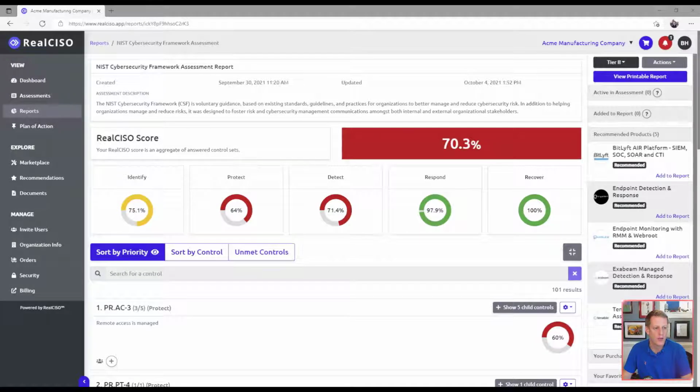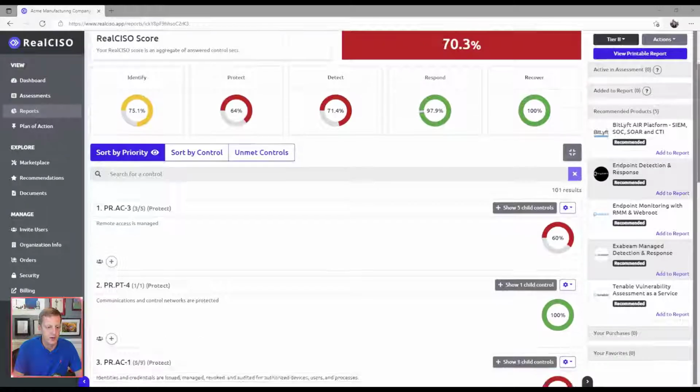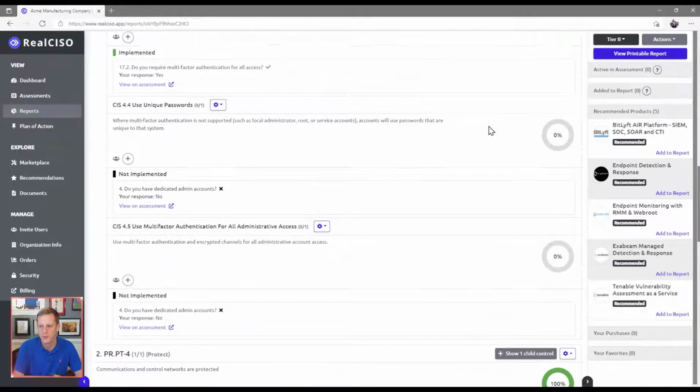Wanted to go over how we operate and use recommended products within the platform. So some really interesting capabilities here. As we can see our score, our overarching posture against the NIST cybersecurity framework in this assessment, we took one a little earlier. Now we're looking at the dashboard and we can see how we rank against the top five categories.